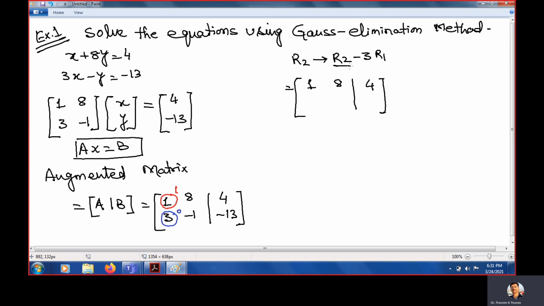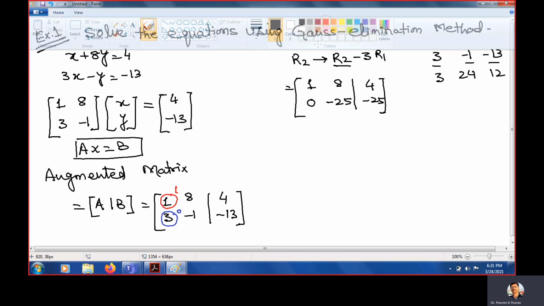Now you need to write R2. R2 is 3, minus 1, minus 13, minus 3R1. 3 into 1 is 3, 3 into 8 is 24, and 3 into 4 is 12. This is 3 minus 3, it is 0. Minus 1 minus 24, it is minus 25. And minus 13 minus 12, it is minus 25. These are the values coming here.